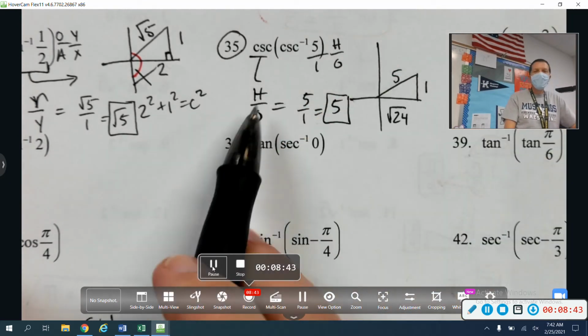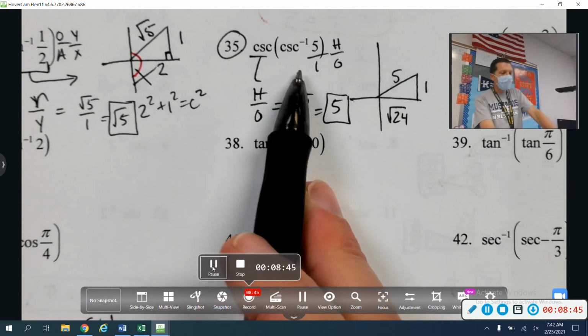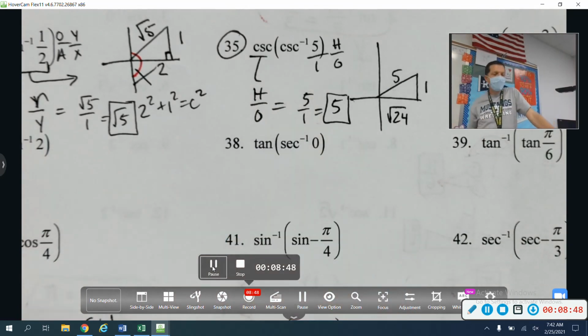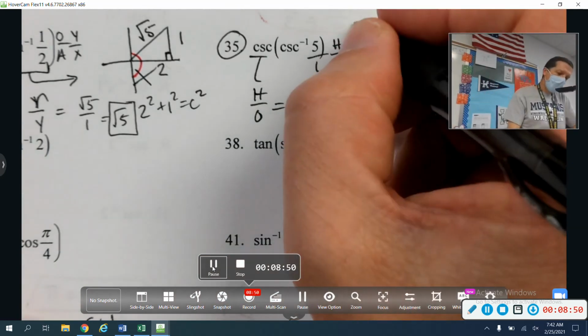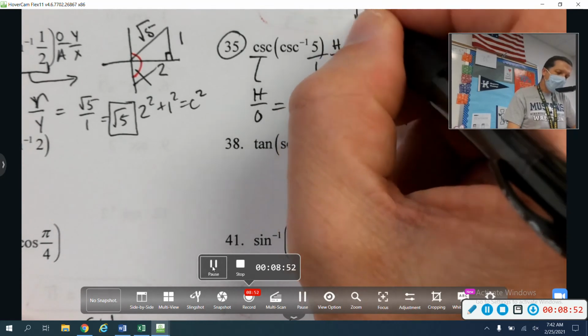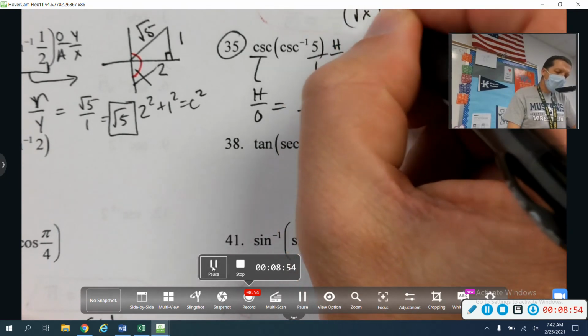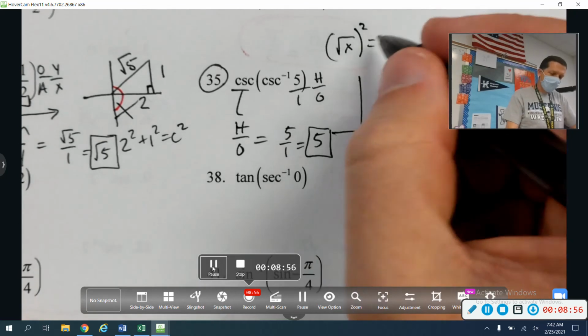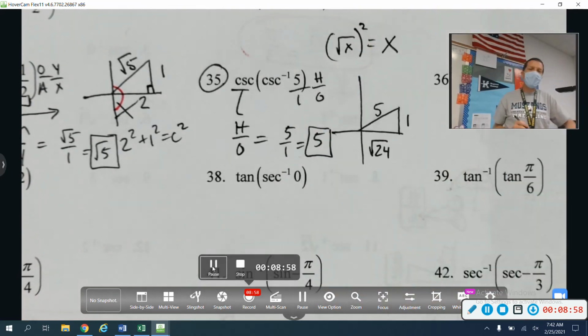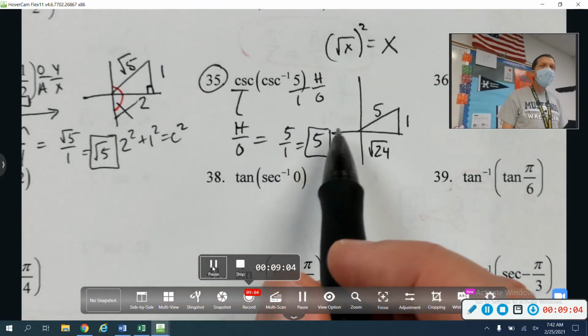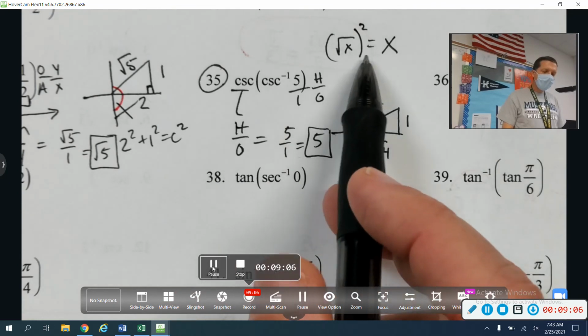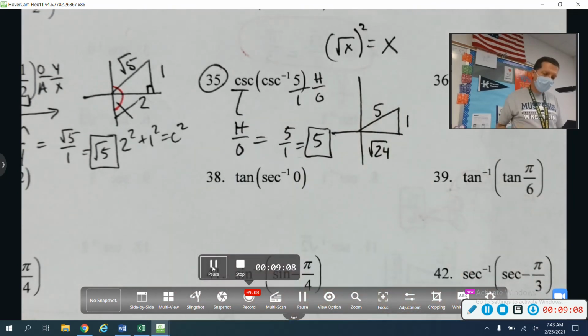Well, that kind of makes sense. The cosecant of the inverse cosecant, those undo each other. This is sort of like the square root of x squared. Well, those undo each other, and you're right back to x. So it's the same thing there. Although, you should probably go the long way on these, because this undoing thing doesn't always work.